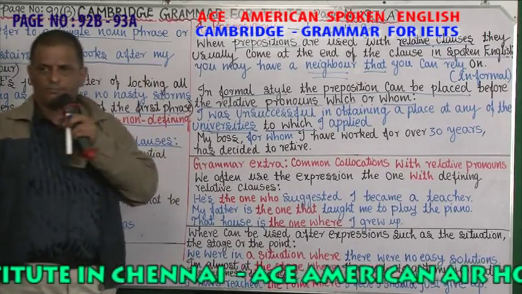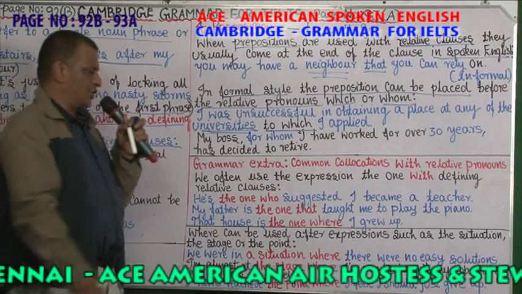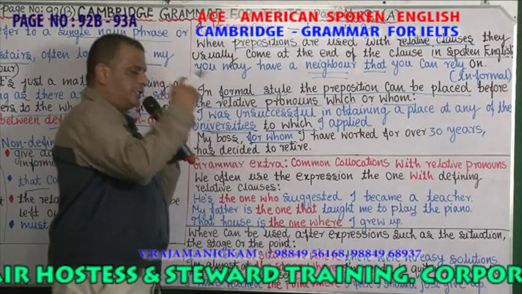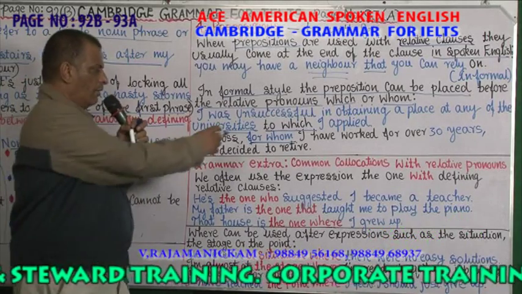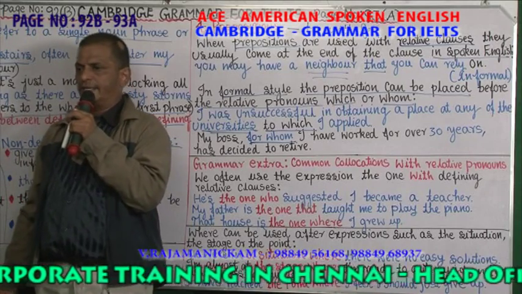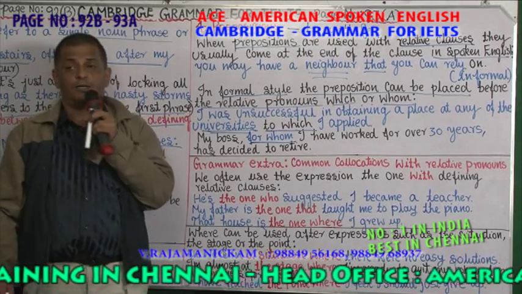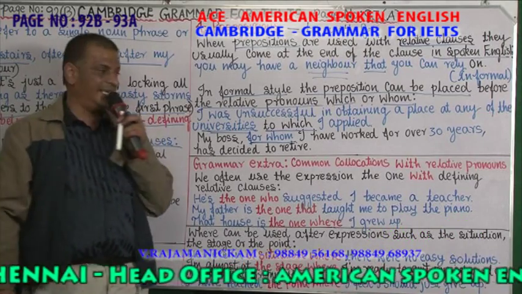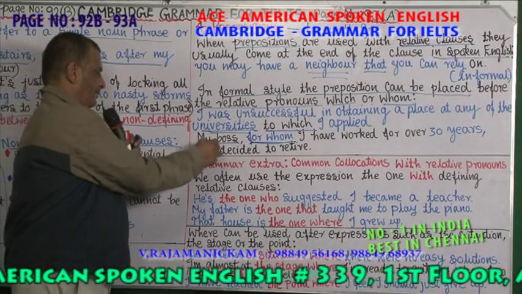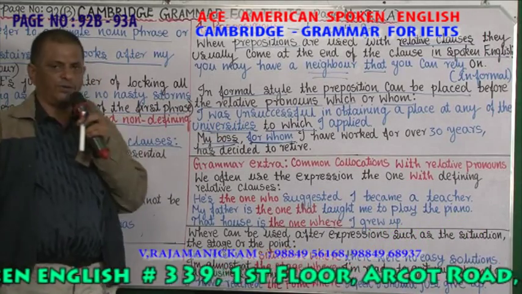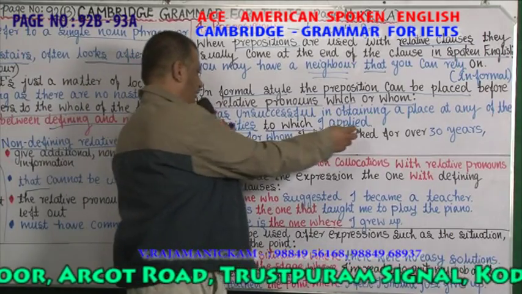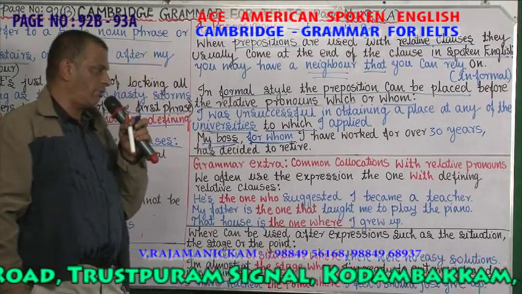My boss, for whom I have worked for over 30 years, has decided to retire. Who planned to retire? My boss. Who's the boss? For whom I have worked for 30 years. So for whom stands for what? Boss. Here the preposition for is used in front of the relative pronoun whom.